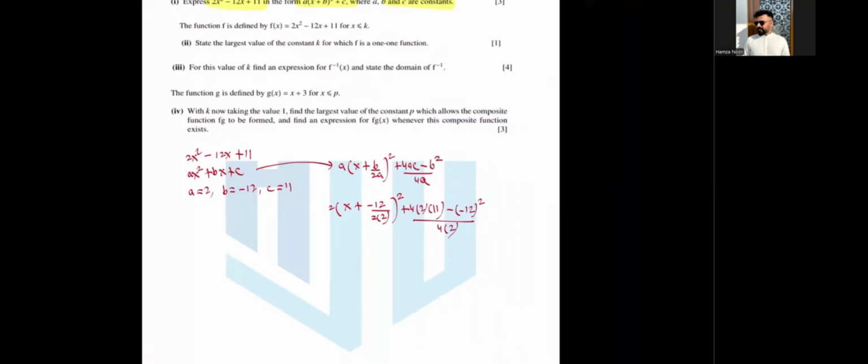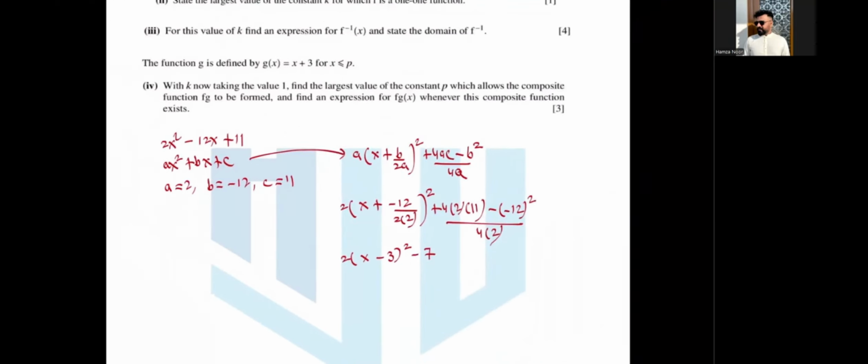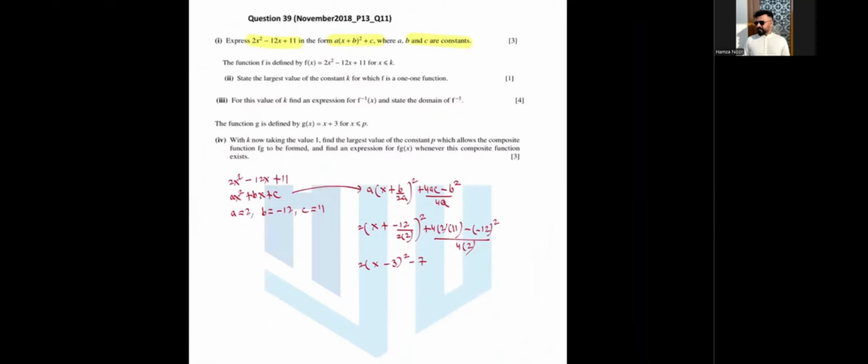So far we have achieved this. This means 2 multiplied by (x plus minus 12 over 4, meaning minus 3), so (x minus 3) whole squared, and then 4 into 2 into 11, subtract 144, and then divide by 8. So this is minus 7. This is the completing square form which we are looking for: 2 times (x minus 3) whole squared minus 7.